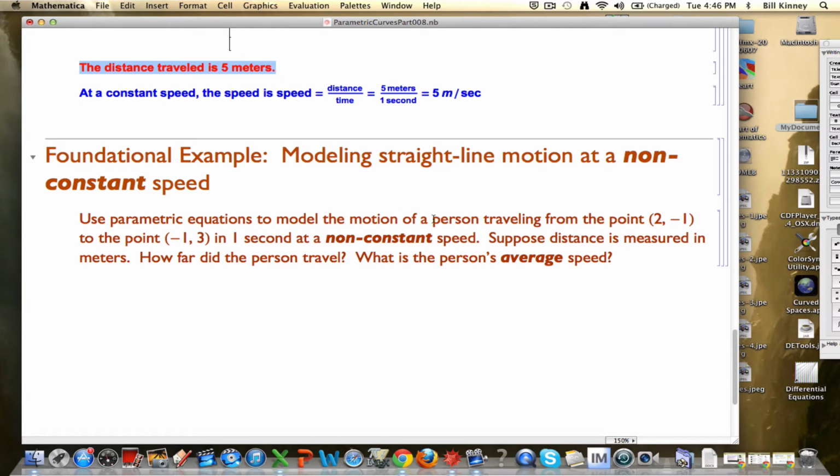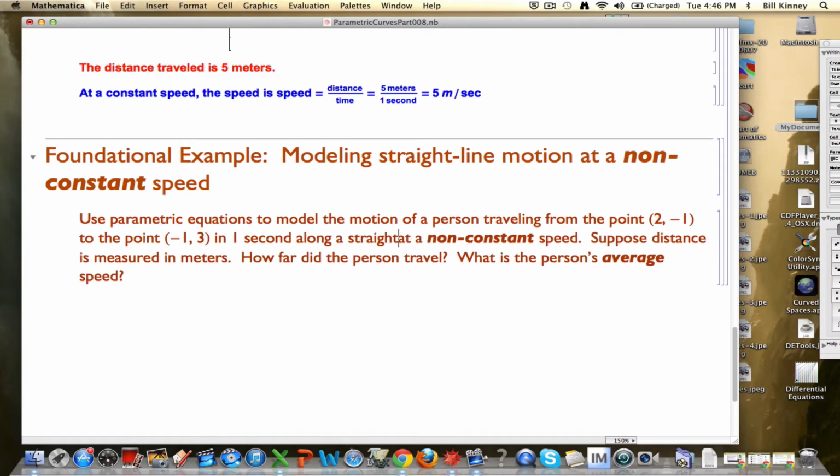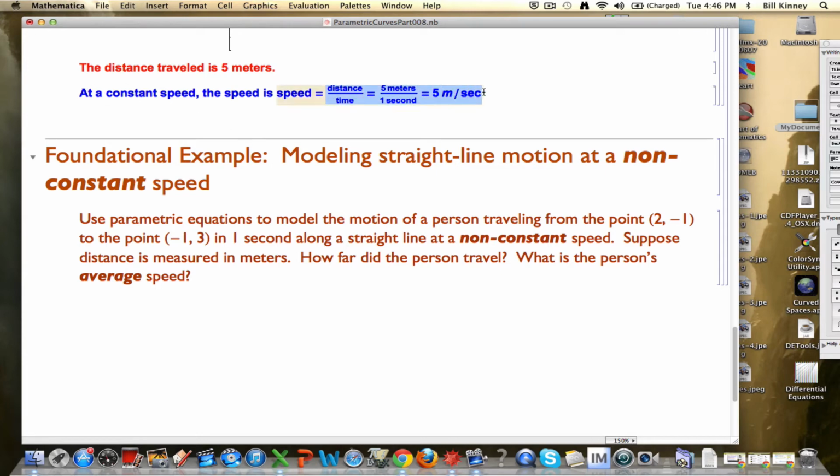I guess I never said that here, huh? Okay. Along a straight line. And the average speed is still going to be calculated as distance divided by time. But you would interpret it differently. You'd still get 5 meters per second, but that's not the speed the whole time. That's just the average speed. And we'll try to ultimately understand what that means too.